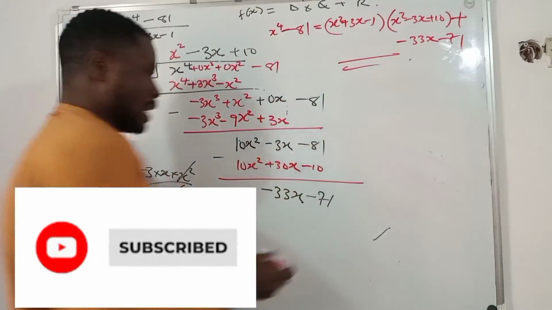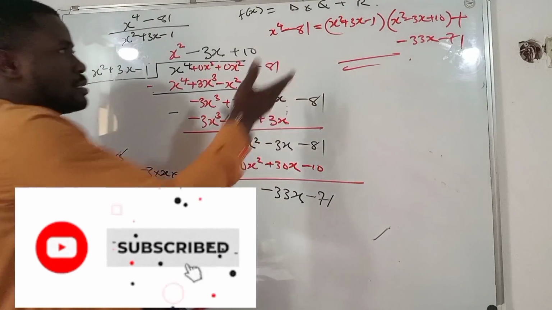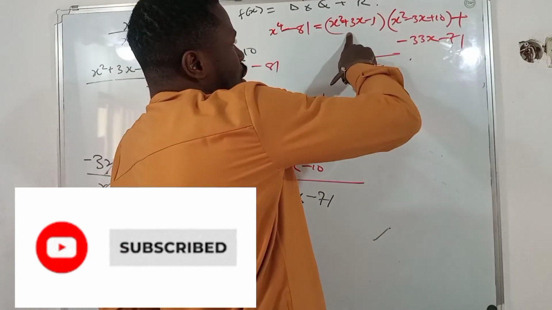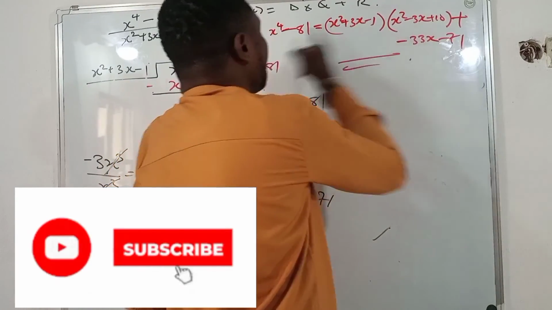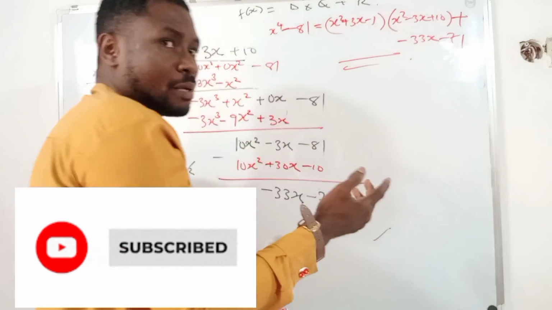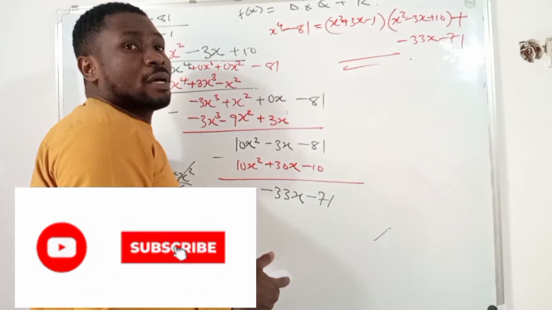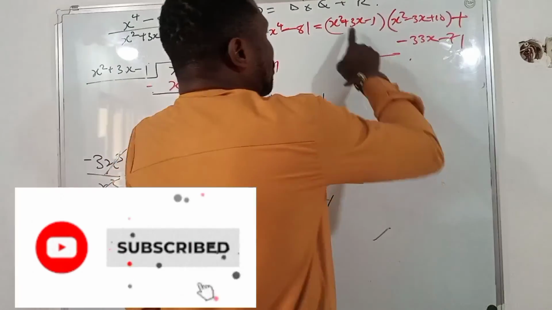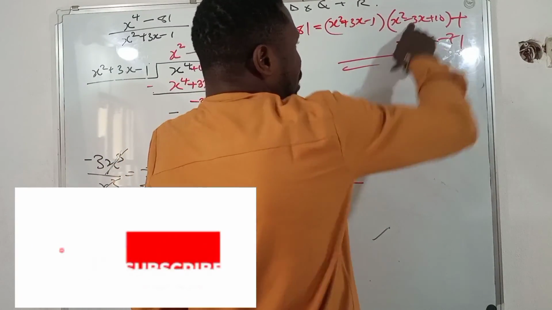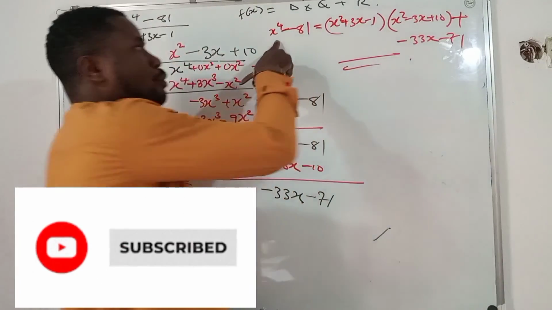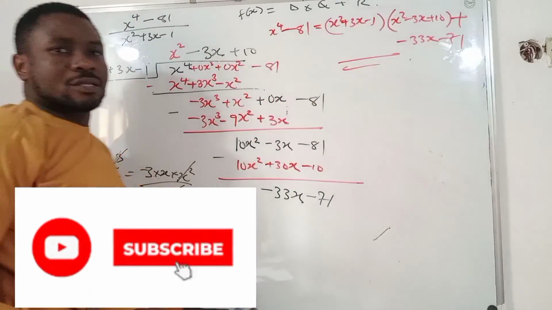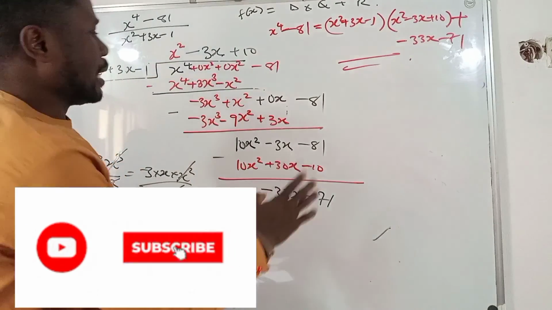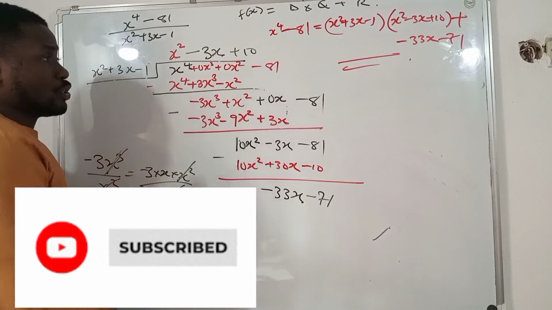This is now the final answer. What this simply tells you is that if you multiply this bracket with this bracket and then add this, you get back this. That's how you can confirm if you're correct: by multiplying the divisor with the quotient and adding the remainder. The answer should be equal to f of x, or the dividend. If it is not, then you were wrong. So that's how you approach division of polynomials.